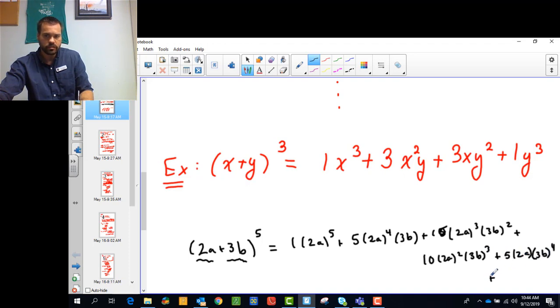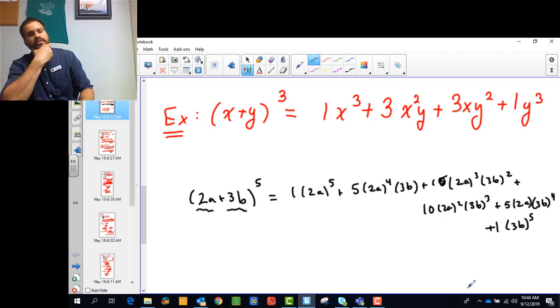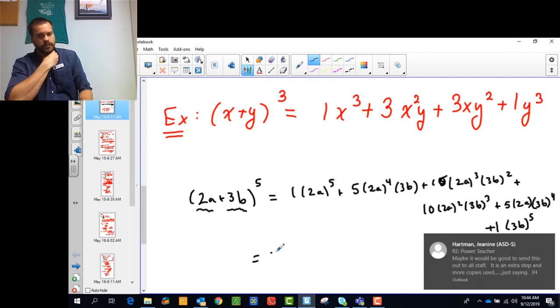And finally, the last term is 1, and then it's 3b to the 5th. Okay? So that's how we would expand it using Pascal's triangle. And then what we do is we just have to actually work this out. So 2 to the 5th is 32. And you get 32a to the 5th.